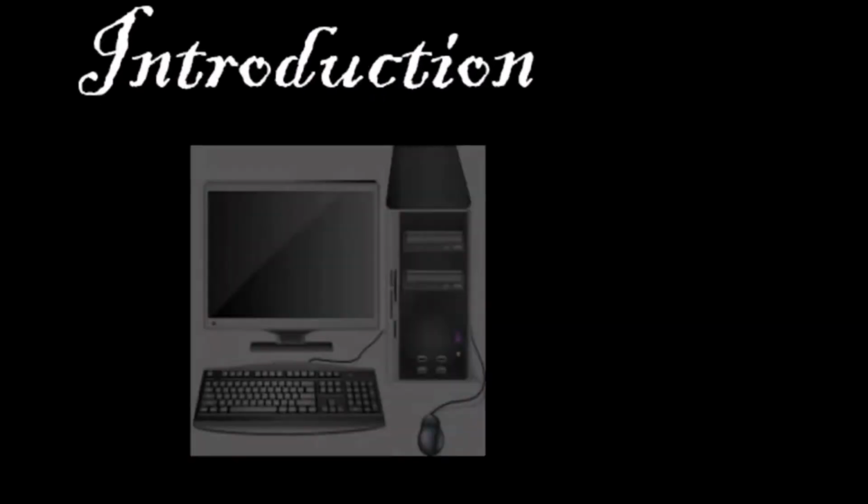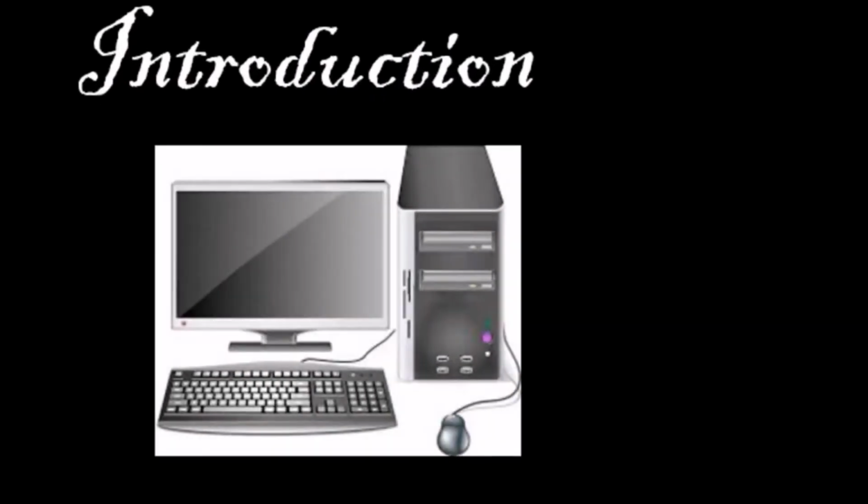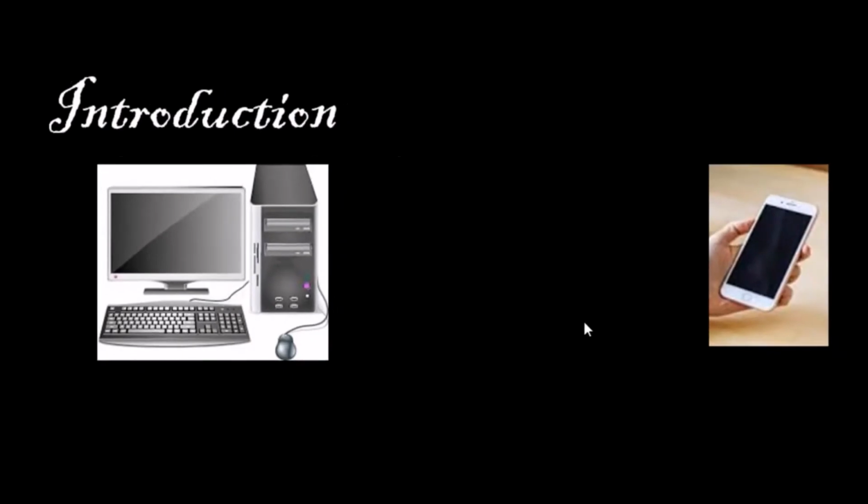Introduction. We are all seeing the computer, isn't it? How do computers look? This is a computer. A computer must have a keyboard, mouse, monitor and CPU. But nowadays there is no specific structure for a computer. For example, on a mobile we can do all the work which is done on a computer.